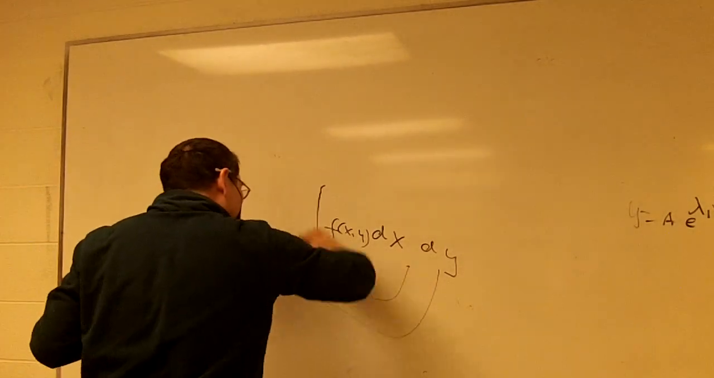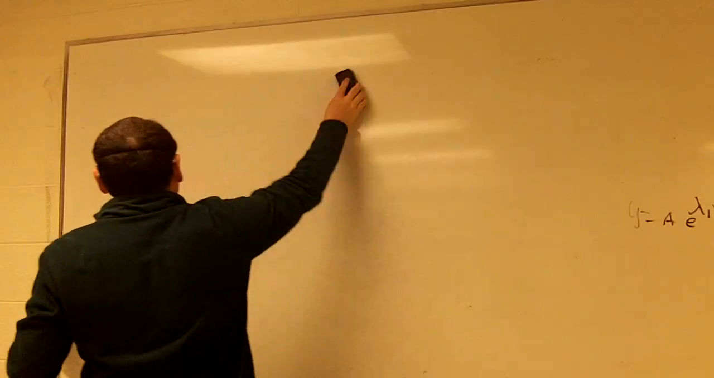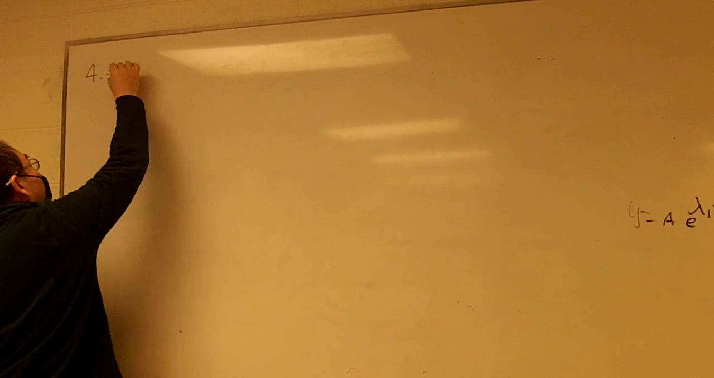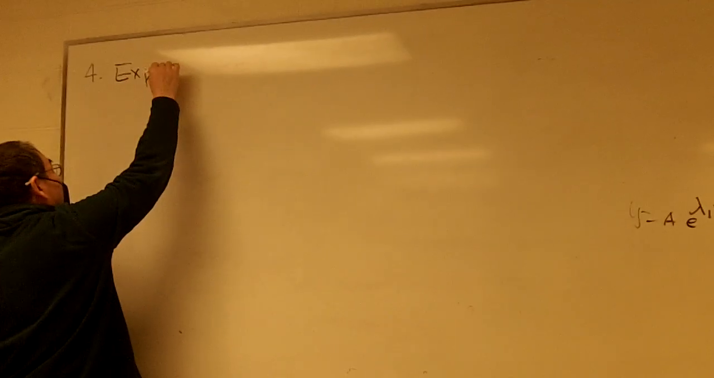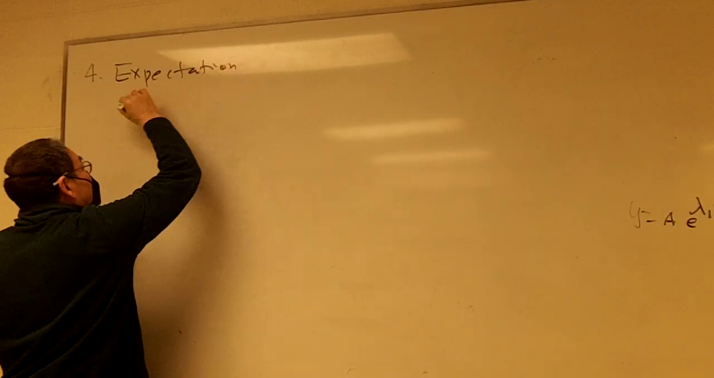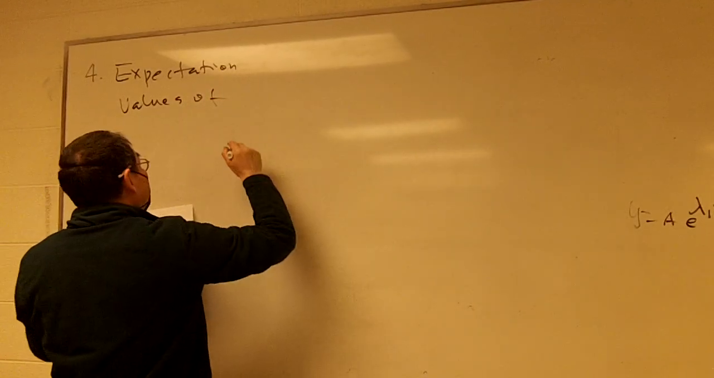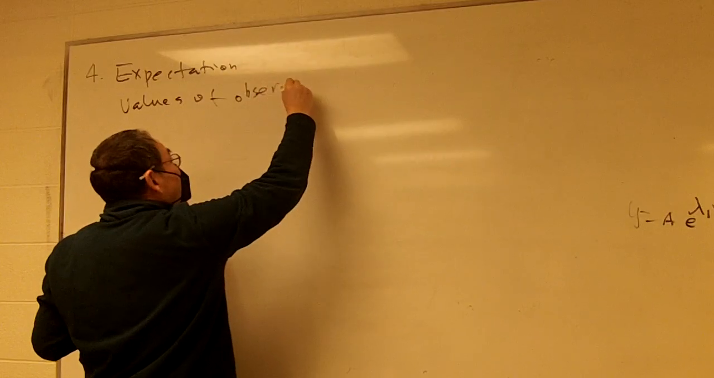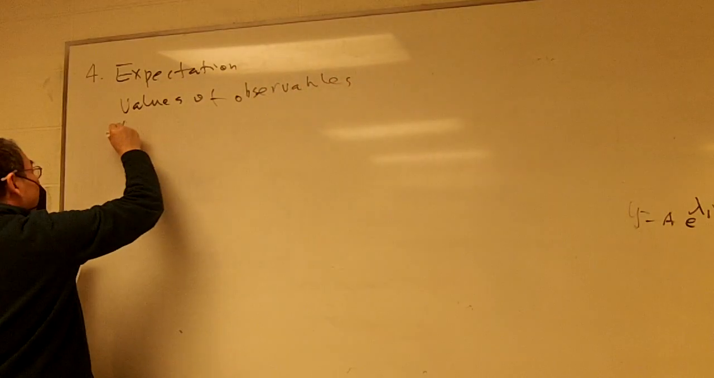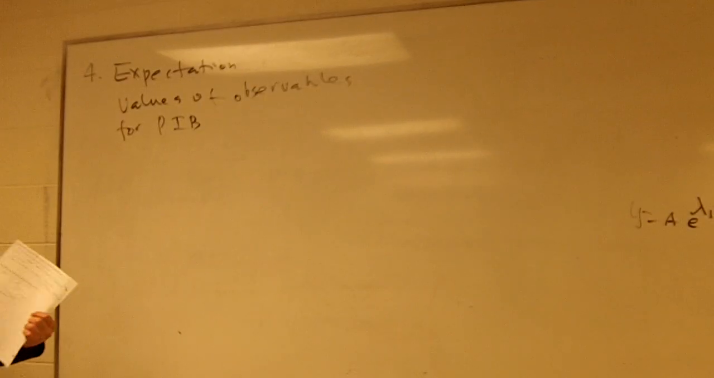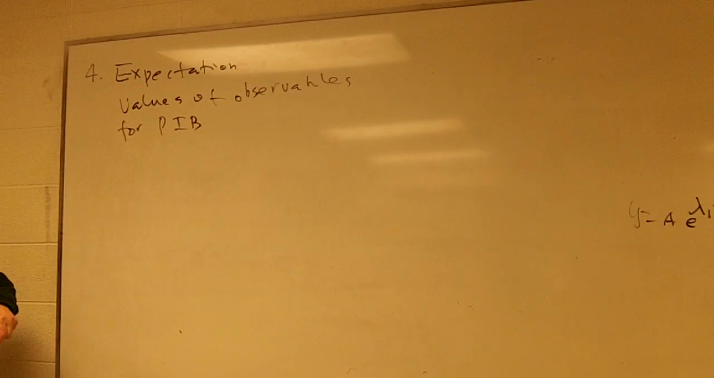We are going to use the wave function that we did last time, and this will be a very quick calculation. I think this is item number 4. We're going to use what's called expectation value of observables for a particle in a box. And there is no magic, so to speak. How do we calculate this? We use exactly the same method as we did before.